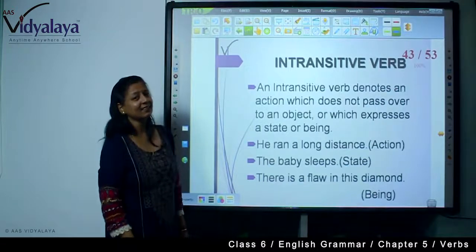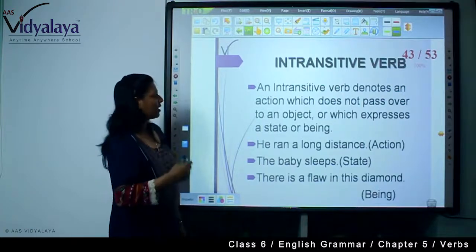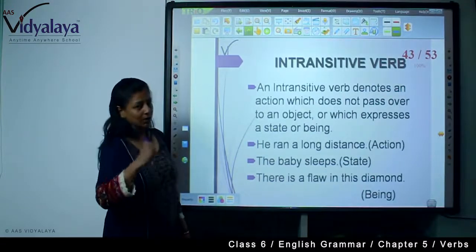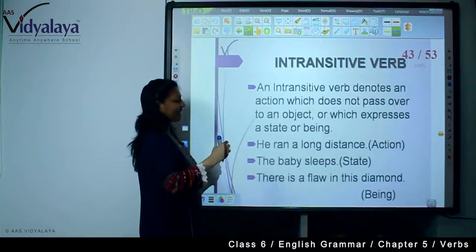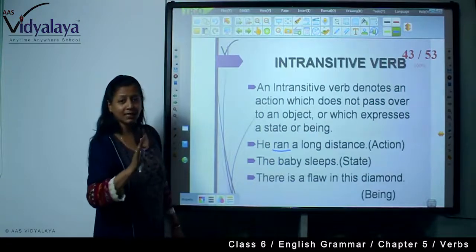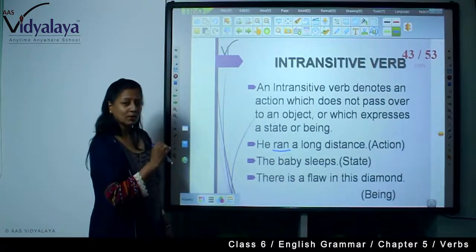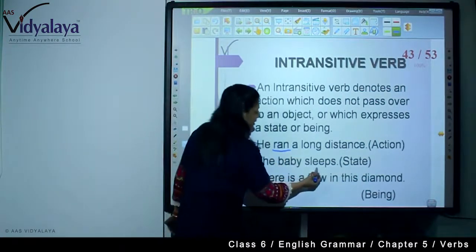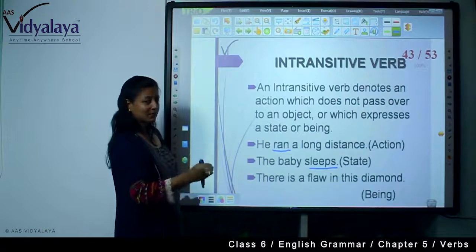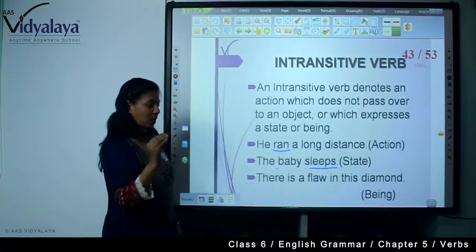Now, next is intransitive verb. An intransitive verb denotes an action which does not pass over to an object, or which expresses a state or being. For example, he ran a long distance. You are not seeing any object here. This action is only limited to the doer or the subject. The baby sleeps. The state, the position, the condition of the subject is limited to the subject itself. It's not passing over to the object.